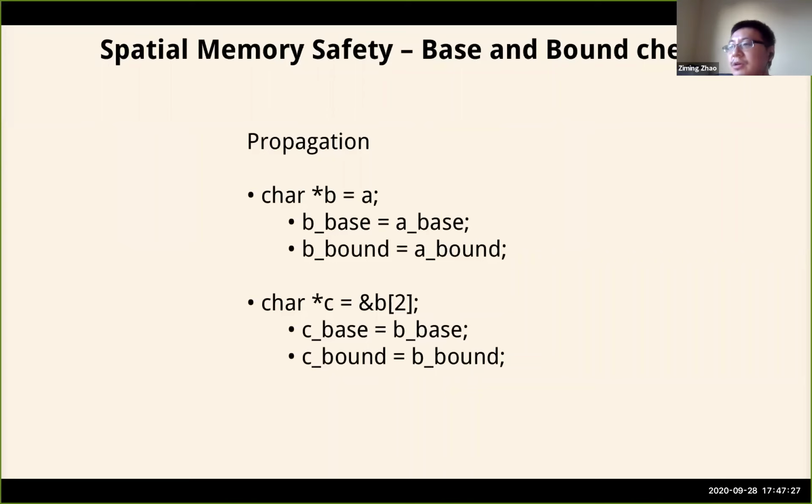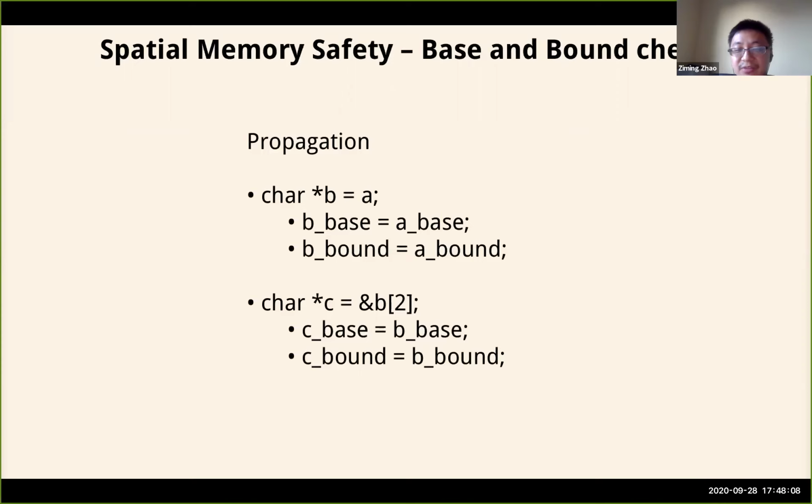For example, here we have a pointer B. B is assigned to A in its definition. So B is supposed to have the same range as A. When you dereference B, it should be the same as dereferencing A. You should not go out of bounds. But sometimes things get trickier. For example, C is another pointer. C is not directly assigned from B. Instead, it's pointing to the middle of the array of B, if we consider B as an array.